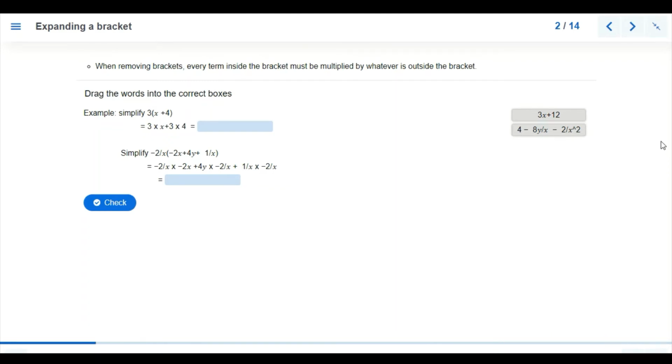The first one says we should simplify 3 into bracket x plus 4. So what we just need to do here is multiply 3 with whatsoever is inside the bracket, and we get our answer. So we are going to be having 3 multiplied by x plus 3 multiplied by 4. What is 3 multiplied by x? That is 3x. Now plus what is 3 multiplied by 4? That is 12. So this expression can be written as 3x plus 12.